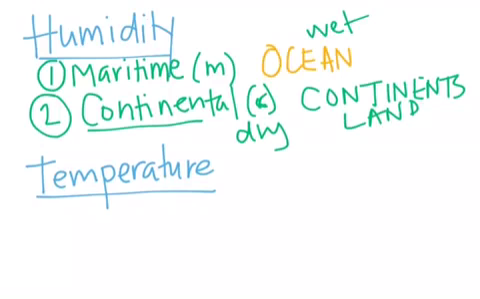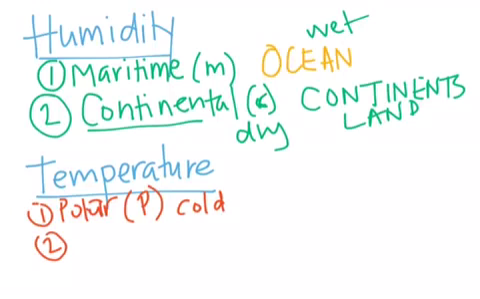Okay, next we're going to look at temperature, and we have two main subgroups. We have polar, and as you guessed, the polar are going to be the cooler air masses because they're formed over cooler regions. We represent this with a large P, and these are our cold. Secondly, we have tropical. Tropical are nice and warm, just like the tropics. So we do this with a large T.